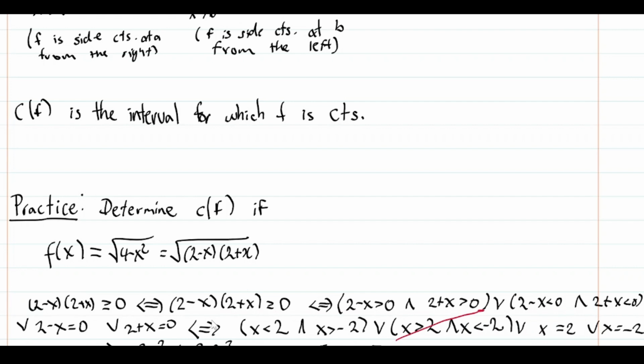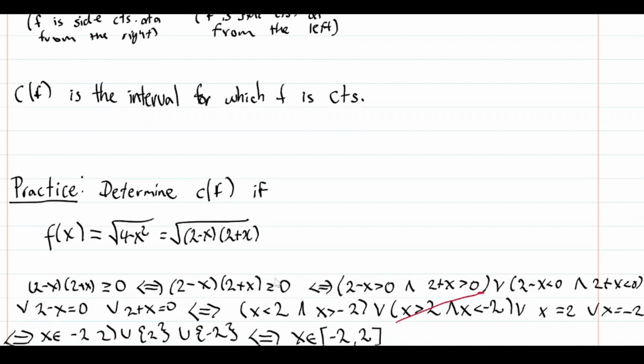And this is true if either they're both positive, they're both negative, or one is 0 or the other one is 0. So that's a lot. So we'll solve this inequality and this inequality. So that's x is less than 2 and x is greater than minus 2, or x is greater than 2 and x is less than minus 2.